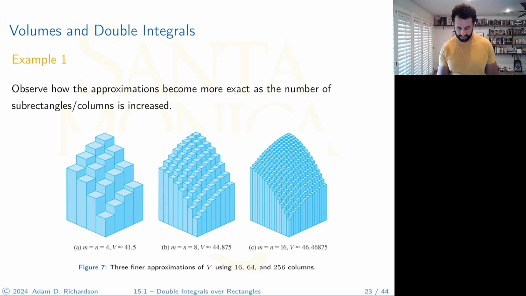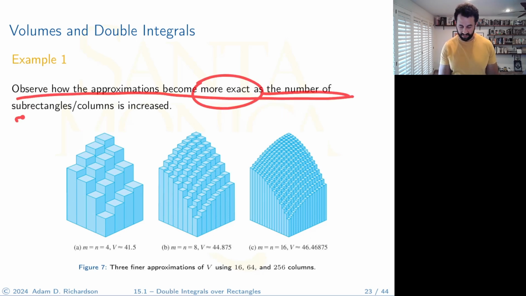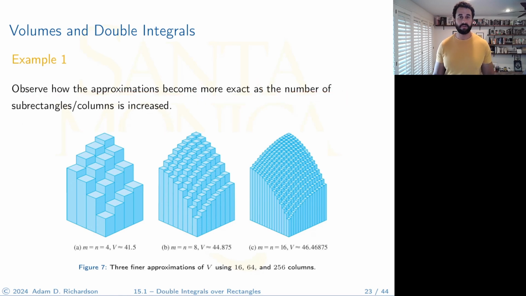And what I want you to notice is how the approximations become more exact as the number of subrectangles, or the columns, is increased. I like to think of it as a pixelation, and maybe we'll talk about that in class as well. But this is a really, really pixelated version of the region. This one's a little bit less pixelated. We made the pixels smaller in size, so we're getting something that doesn't look as jagged, doesn't look as polygonal. Here we shrunk the pixels down even more.